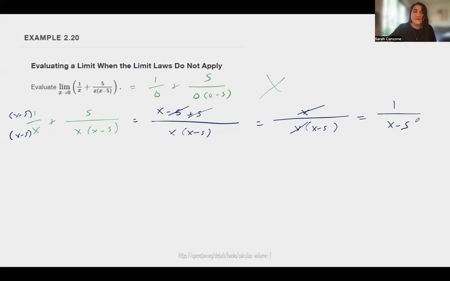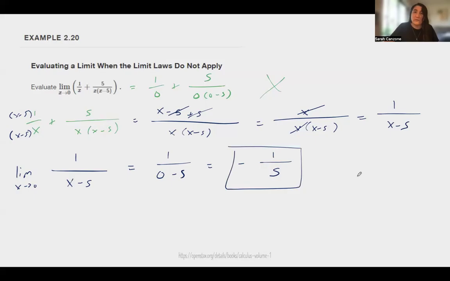Okay, that's a pretty nice function now. We can go ahead and rewrite it as the limit as x goes to 0 of 1 over x minus 5. And we notice if we do plug this in, we do in fact get a real number. 1 over 0 minus 5 is negative 1 over 5, because this negative will be pulled out. We get a real number. We see that that's our answer.